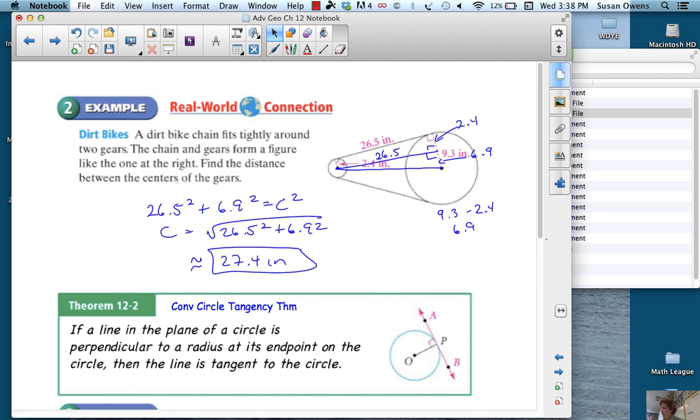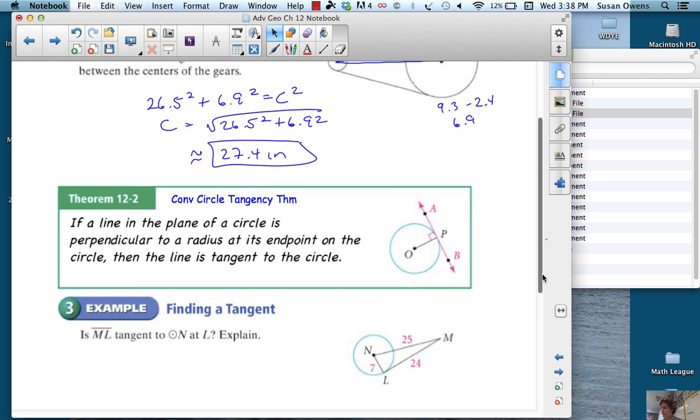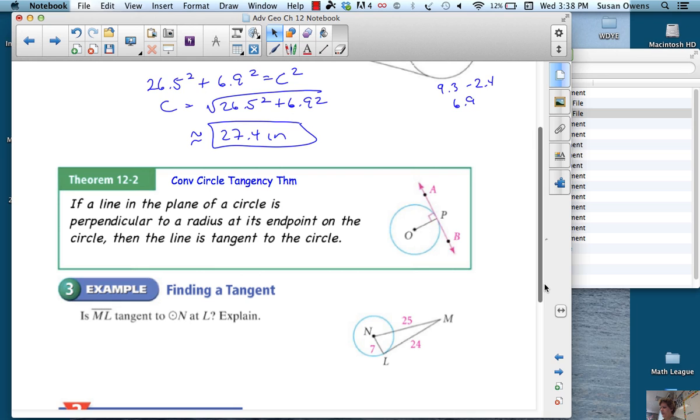Okay. The theorem does have a converse, so we have the converse of the circle tangency theorem. This one says, if a line in a plane of a circle is perpendicular to the radius at its endpoint on the circle, then the line is tangent to the circle.